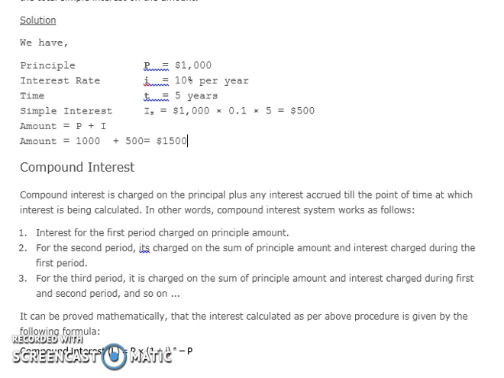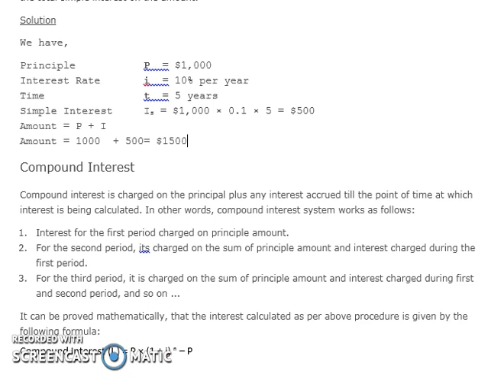It means in the second period we apply the rate of interest on the principal which was actually invested, plus the amount of interest which has been earned in the first period. For the third period, it is charged on the sum of the principal which was invested first, plus the interest from the first period and the interest from the second period, and so on.